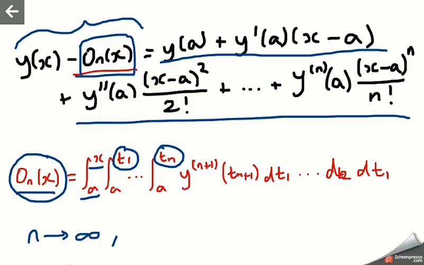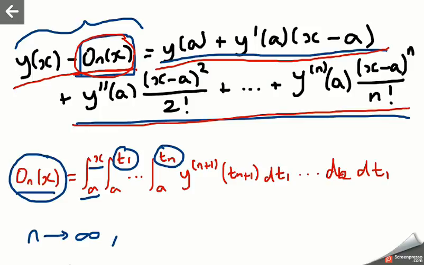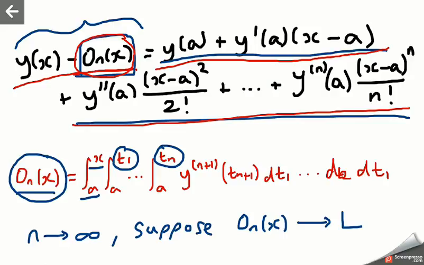So let me say that again. If the Rn of x in particular gets closer and closer to something as n gets bigger and bigger, then this side is also going to get closer and closer to something the more terms we add on. So let's suppose it does. As n tends to infinity, suppose Rn of x tends towards L.